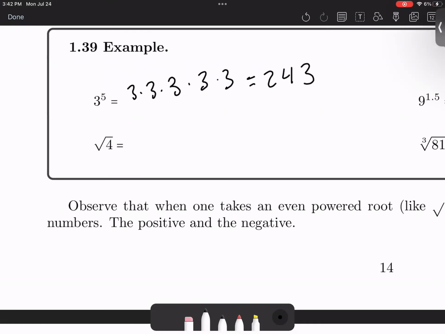The square root of 4 is an exponent. Let's first rewrite it. The square root is the same thing as to the 1/2 power. So 4 to the 1/2 power, that is going to be 2.